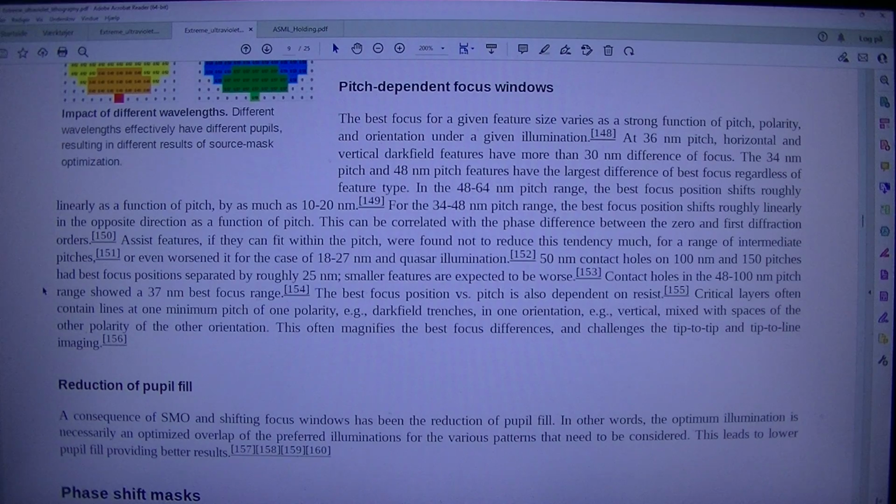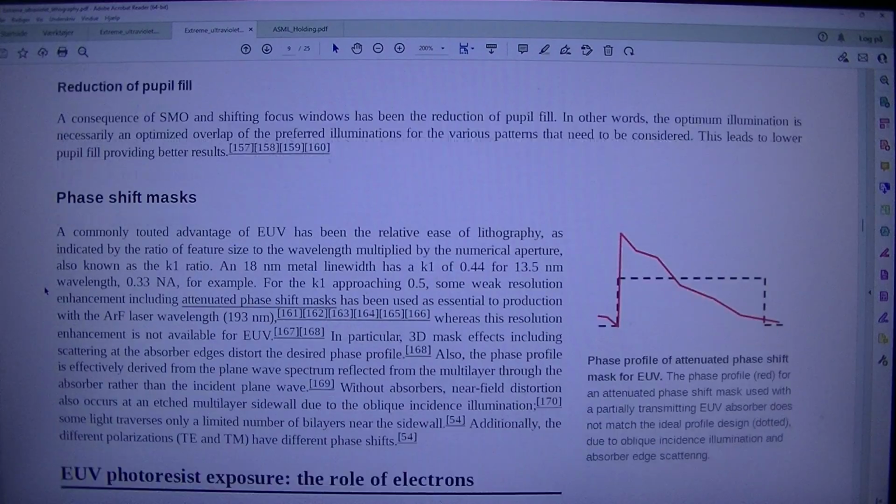156. Reduction of pupil fill. A consequence of SMO and shifting focus windows has been the reduction of pupil fill. In other words, the optimum illumination is necessarily an optimized overlap of the preferred illuminations for the various patterns that need to be considered. This leads to lower pupil fill, providing better results.